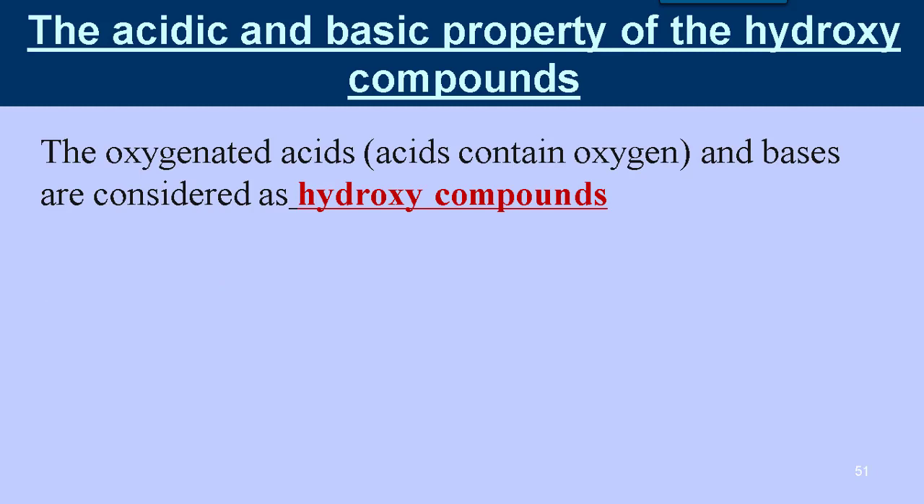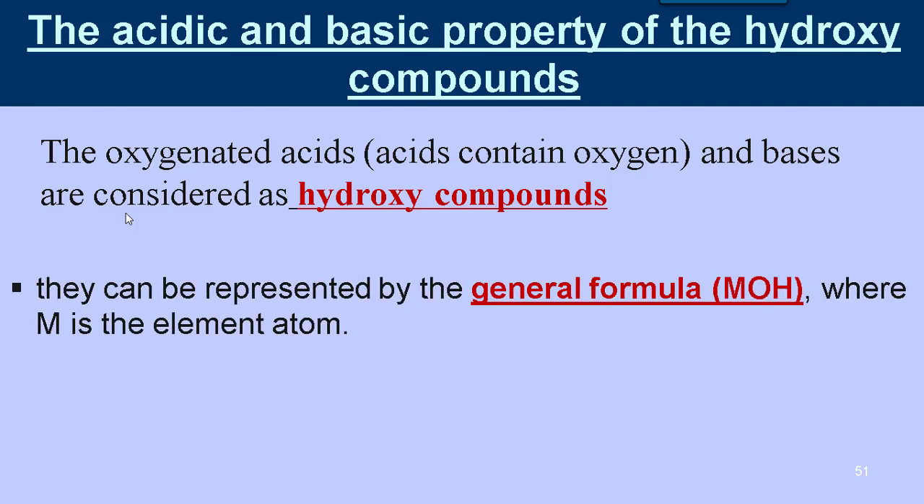Acidic and basic property of the hydroxy compounds. Hydroxy compounds are compounds which contain the OH group, like the oxygenated acids, acids which contain oxygen, and bases that contain the negative hydroxide group. Both of them are called hydroxy compounds. They can be represented by the general formula MOH. M stands for any element, metal or non-metal, while OH is the negative hydroxide group.